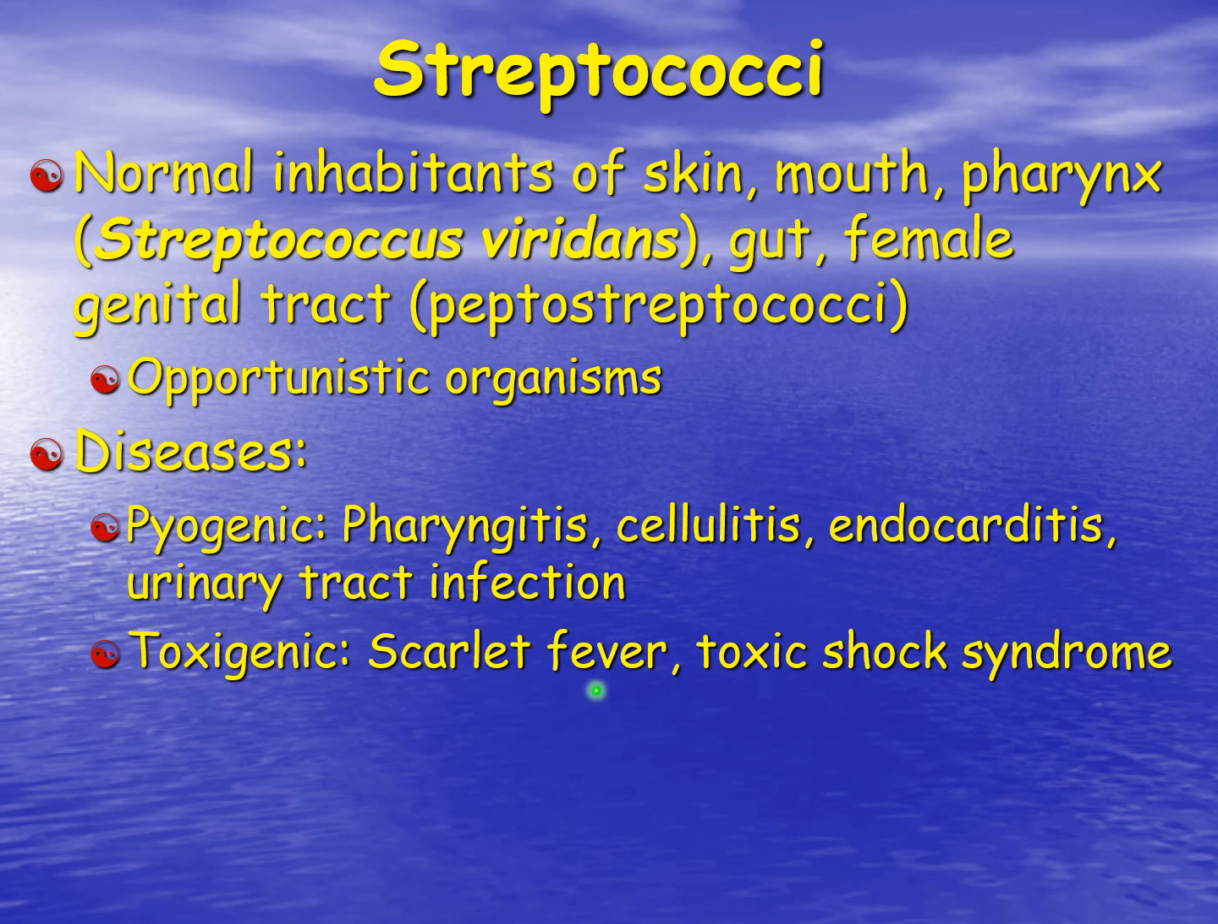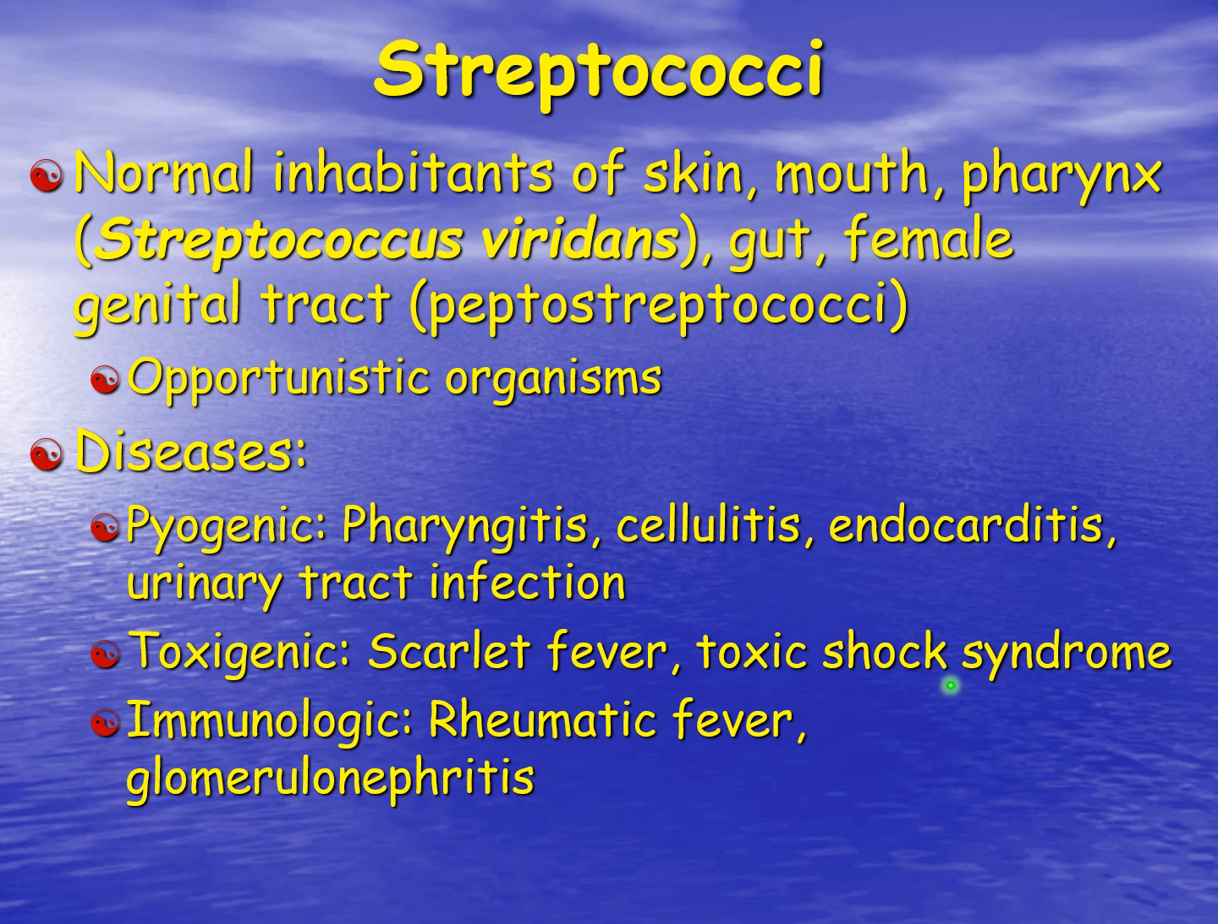Toxigenic, we see scarlet fever, and this is again where we have a type 2 hypersensitivity reaction where the antibodies made to the streptococcal antigen attack similar antigens on the lining of the heart. And streptococcus can also cause toxic shock syndrome. Rheumatic fever, again, also with scarlet fever, the same type of thing, and glomerulonephritis.